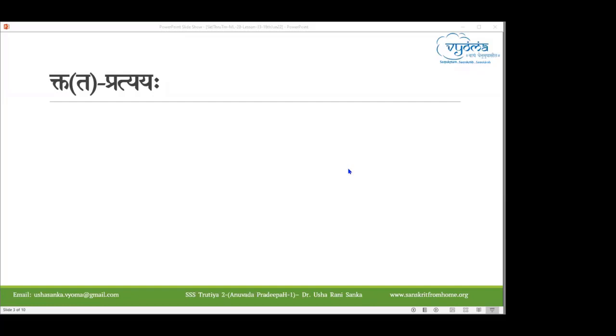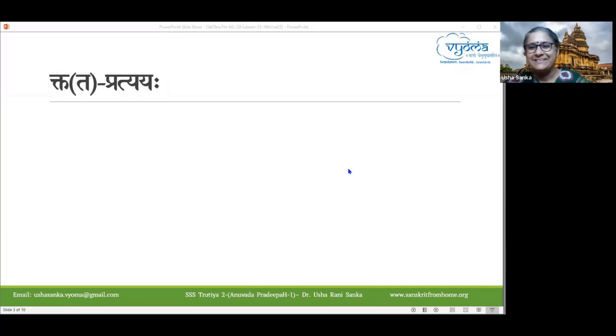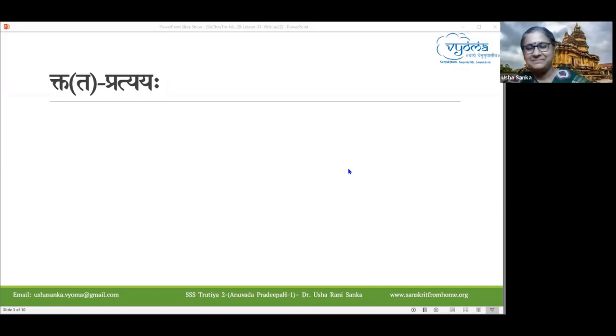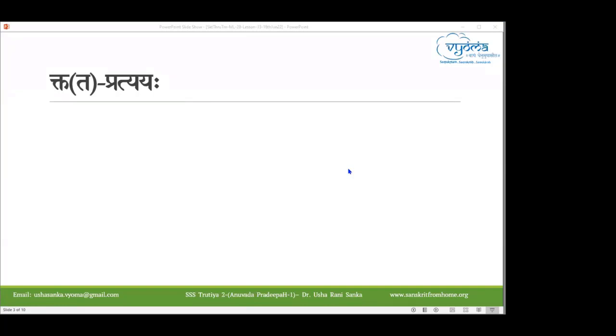Right. Very nice. This is called Bhuta Krudanta because it denotes past tense, and this is usually used in Karmani Prayoga. Correct. Dhanyavada, Bhagini. Shubham, Samyak Uttam.